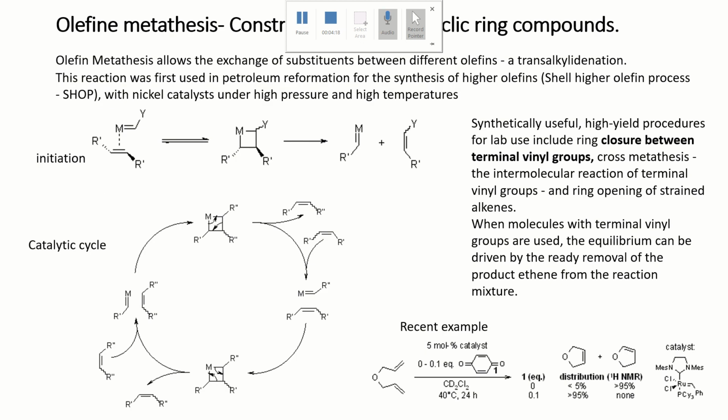Next is olefin metathesis or alkene metathesis for the construction of macrocyclic ring compounds. So what is meant by metathesis? Metathesis means change in position. Alkene metathesis is also known as olefin metathesis, which is a reaction between two alkene molecules which results in the interchange of carbon atoms of their double bond.